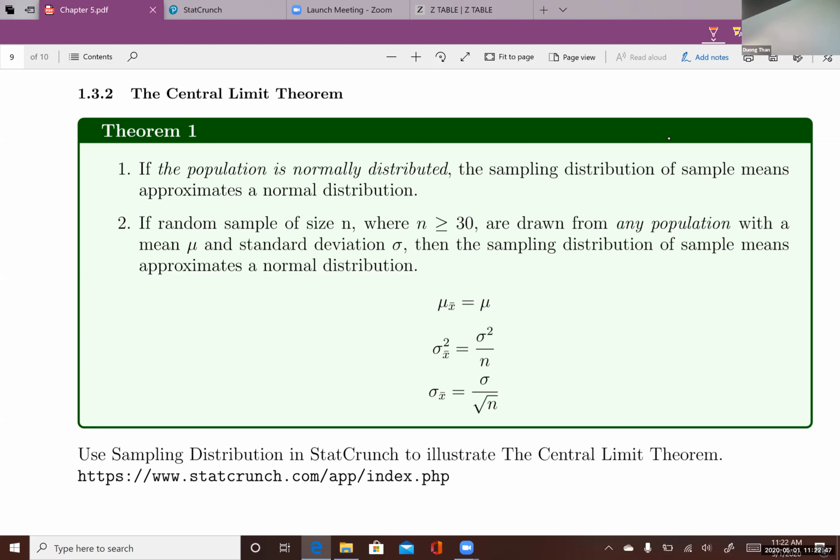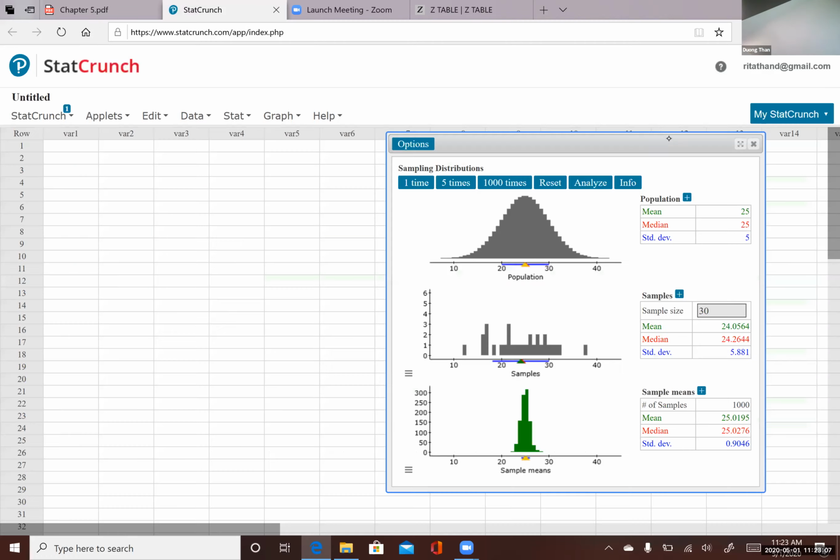Okay, it says, if the population is normally distributed, the sampling distribution of sample means approximates a normal distribution, which is what we just saw, right? So if the population is normally distributed, the sampling distribution of the sample means approximates a normal distribution. Okay.